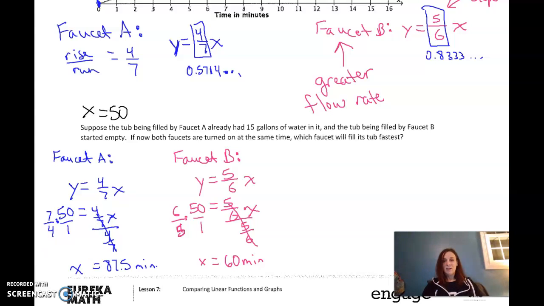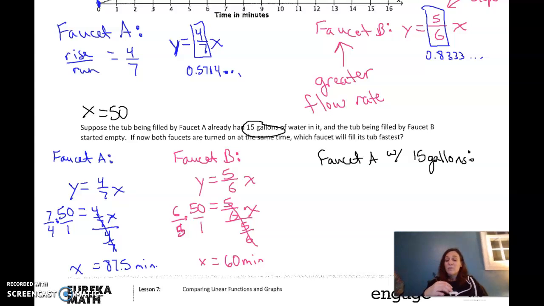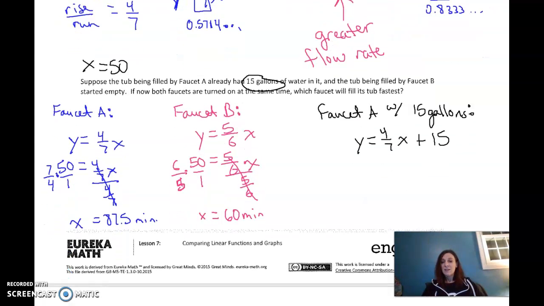Now we're going to have faucet A again with our 15 gallons. Now, remember from the other day, that's our initial value. Okay, that's how much it's starting with. So if we write an equation with that initial value, we take what faucet A is here, 4/7 times x, and that's our B plus 15. That's our starting point. If I were to graph this, where would I put my dot on the y-axis? Where would it be at 0? At 0 minutes, at 15. Okay, so don't stress about writing a new equation. You just have to add that 15.